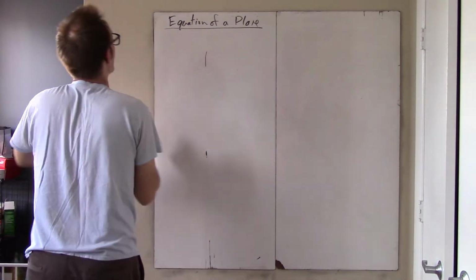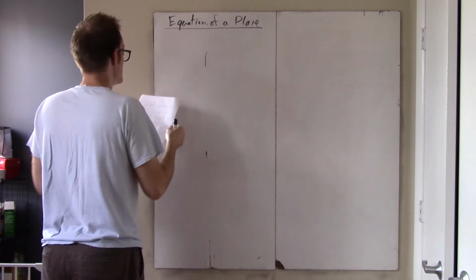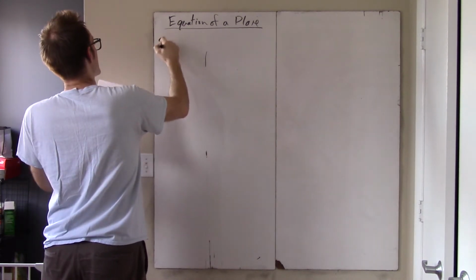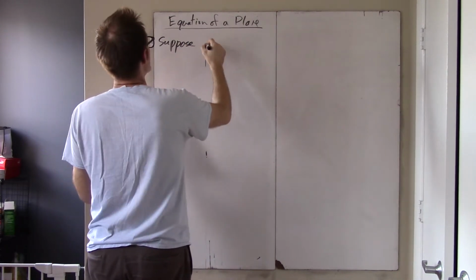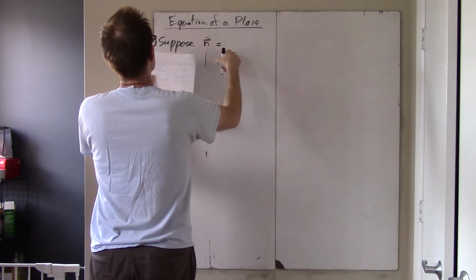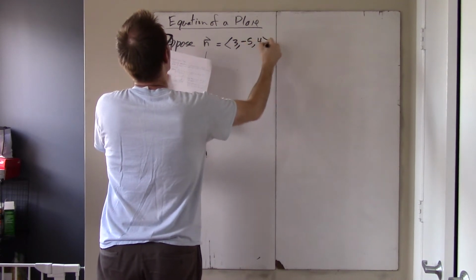Here we go. Here's an example I just made up with some arbitrary numbers. Suppose that the normal vector to this plane is the vector (3, -5, 4).